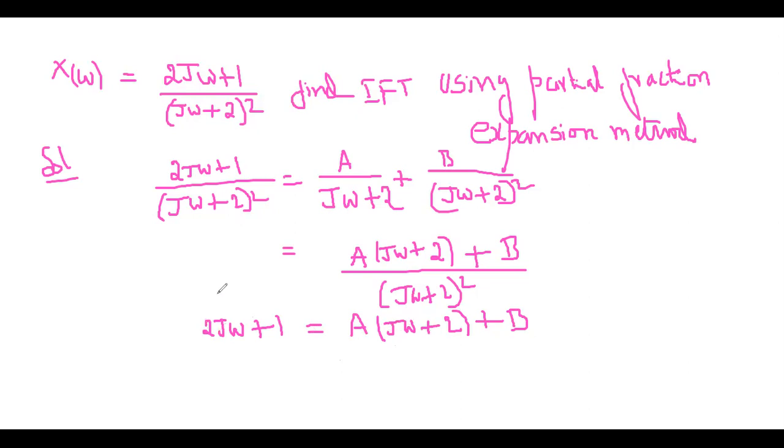Here 2 into minus 2 is minus 4, plus 1, so minus 4 plus 1 means minus 3. Minus 3 is the b value. Okay, my dear students, then you can find a. Otherwise, you can compare the j omega coefficients: 2 is equal to a. So we got the a value.